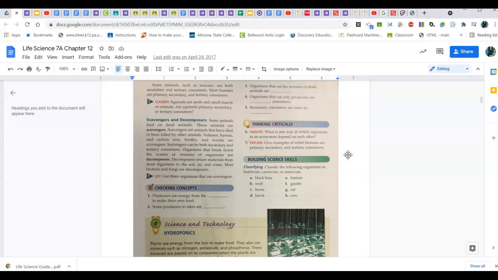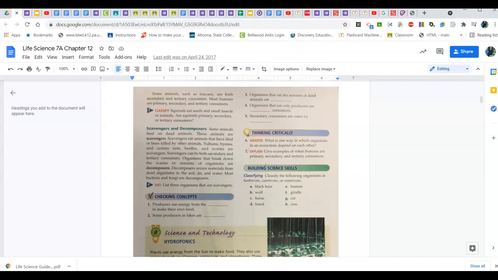Organisms that break down the wastes or remains of organisms are decomposers. Decomposers return materials from dead organisms to the soil and air and water. Most bacteria and fungi are decomposers. So if you had to list some organisms that were scavengers, that goes back to your crows, your vultures, your hyenas. Sometimes wolves or coyotes can be scavengers.